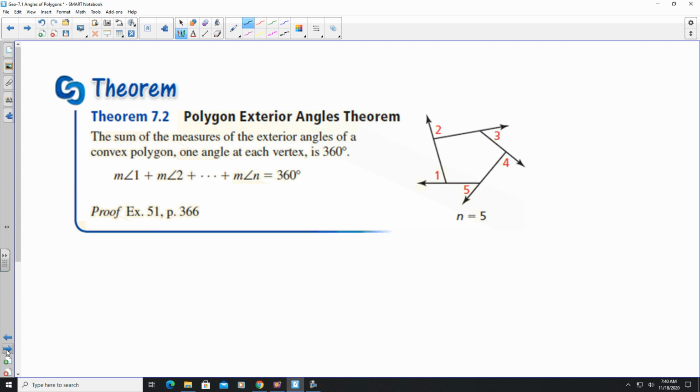Last concept that we're going to look at in this section is the polygon exterior angles theorem. If you have a convex polygon, and now you're going to look at the exterior angles of the polygon, so it's the angles on the outside of the polygon. It does not matter how many sides it has. Every exterior angle will add up to 360 degrees. Whether it's 5 sides like in the diagram, 6 sides, 7 sides, whatever, they're all going to add up to 360 degrees.